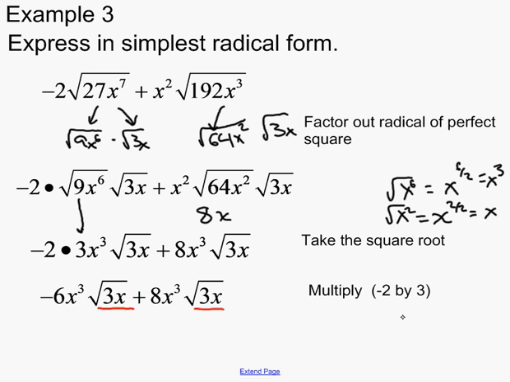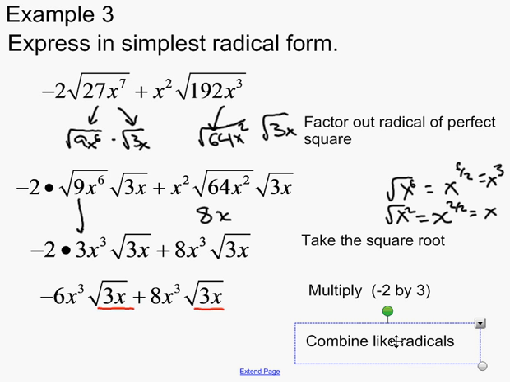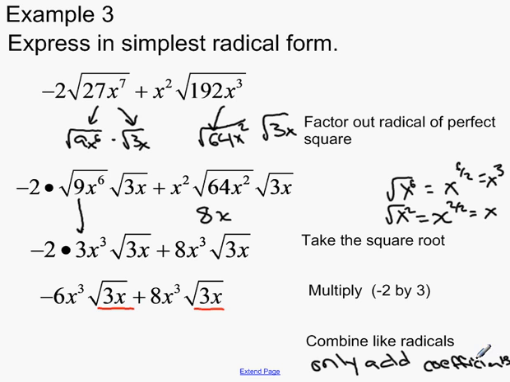So we have to combine the like radicals. So remember, you're just going to add the coefficients, only the coefficients. So that would be negative 6 plus 8, and that's going to give you 2. So we get 2x to the third radical 3x. That is our final answer.